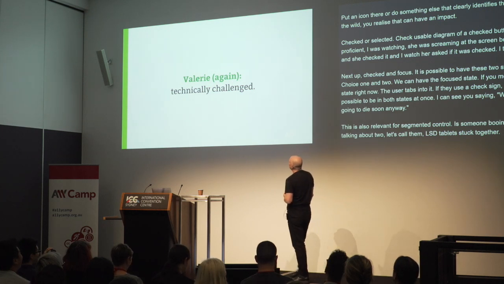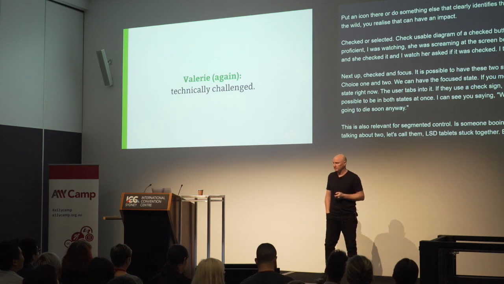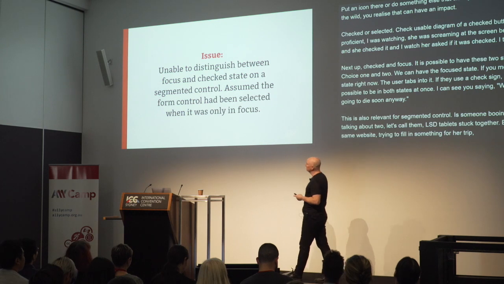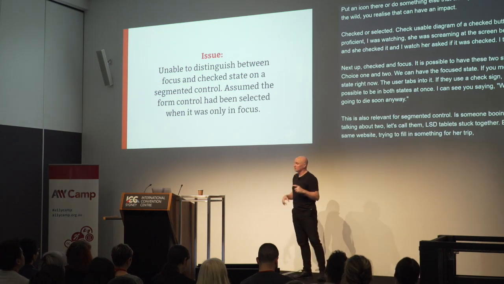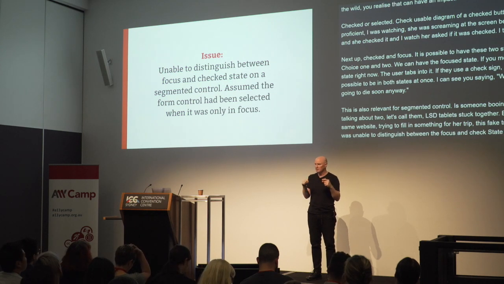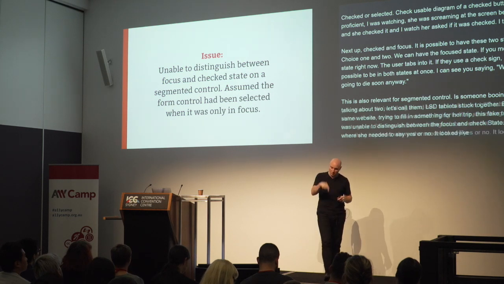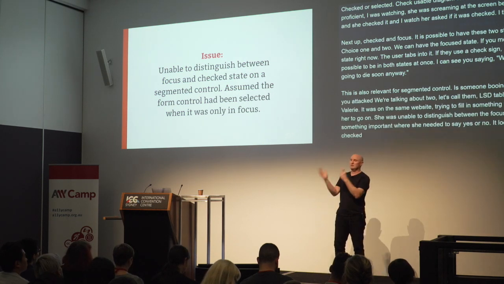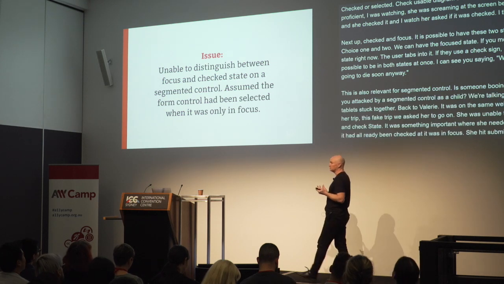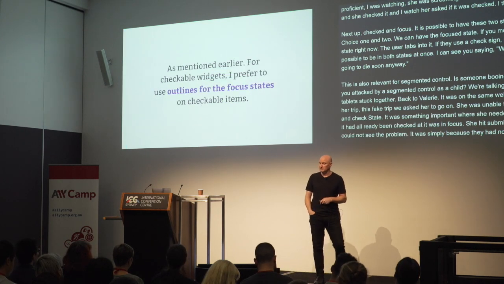Back to Valerie. This poor woman was trying to fill in something for her trip, this fake trip we asked her to go on, on the same website actually. She was unable to distinguish between the focused and the checked state on this segmented control. It was something really important where you had to say yes or no, and it looked like it had already been checked, but it was actually just in focus. So she went through the form and hit submit, and then it threw her back, and she's like, what's the problem? She couldn't actually see the problem. It was simply because they hadn't defined the two. So make sure there are clearly different states identified between those two.